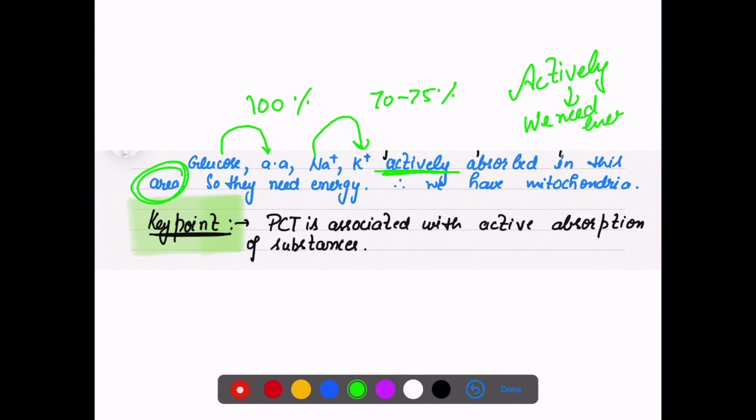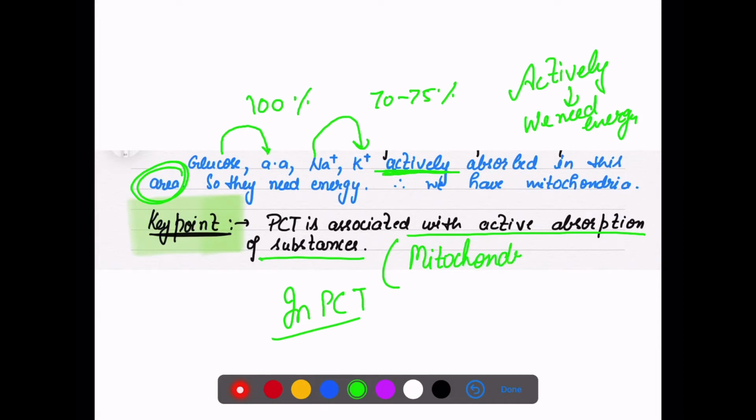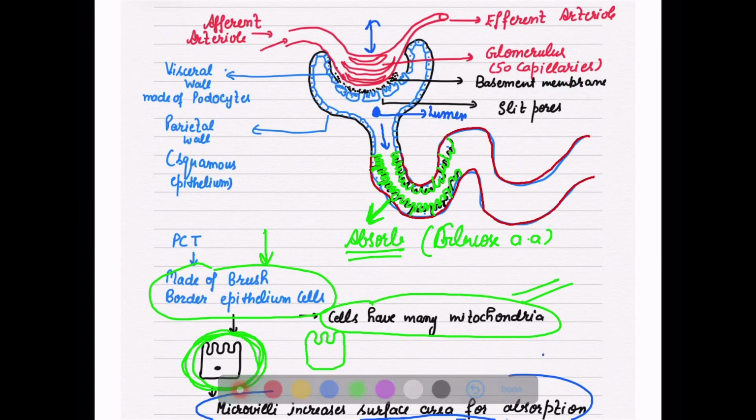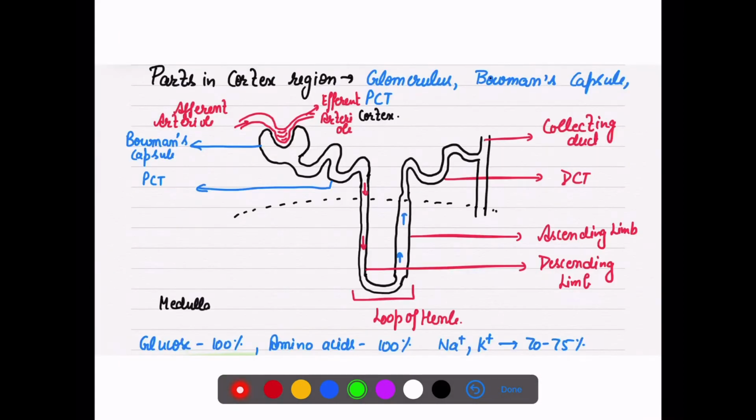So what is happening in the PCT? Active absorption of substances. So we need mitochondria here. Which kind of epithelial cells do we have for absorption? Brush border epithelium cells, which have microvilli. So microvilli increase the surface area here so that more and more things can be absorbed.